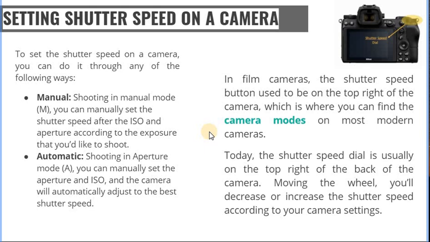So, in film cameras naman, the shutter speed button used to be on the top right of the camera. Yung diniscuss natin noon, di ba nasa taas siya, yung iniikot niya. Yung merong 1, 2, 3, 4, 5, 6, ganyan. Tapos, meron siyang B. Ano nga yung B? B stands for yung B doon sa ating shutter speed.